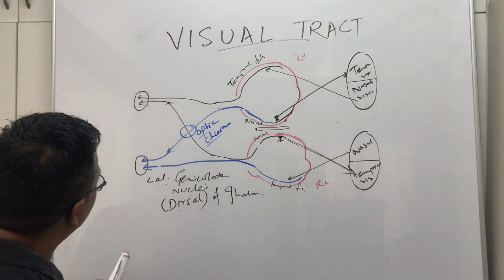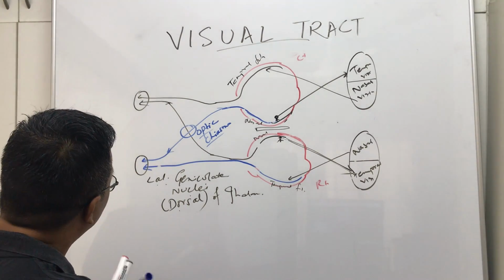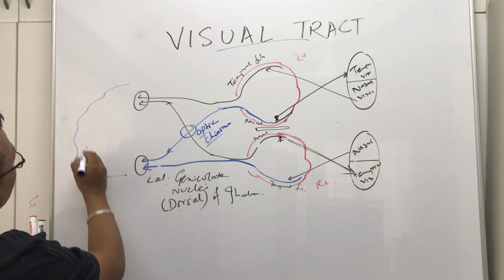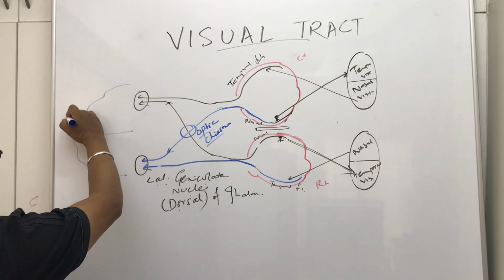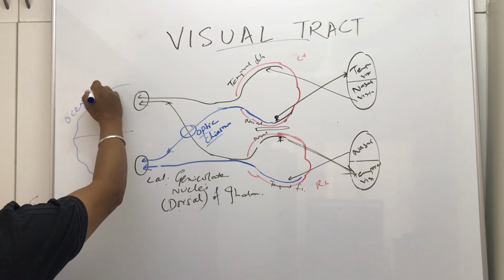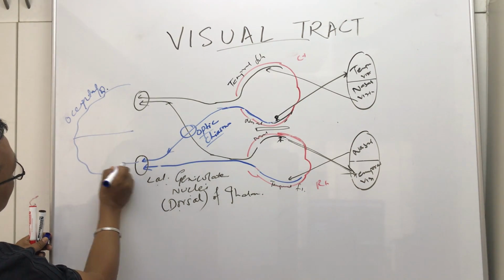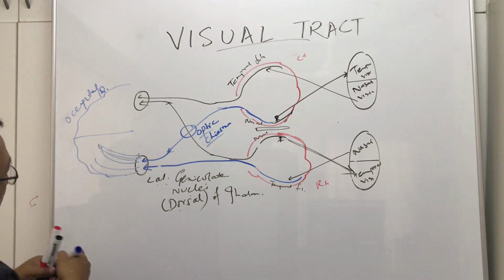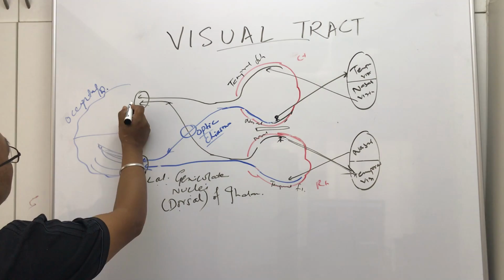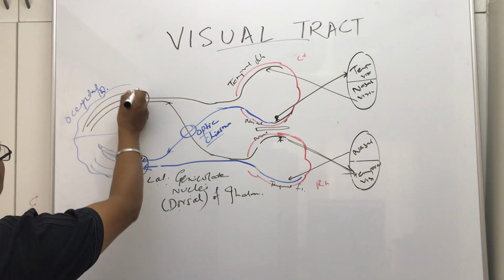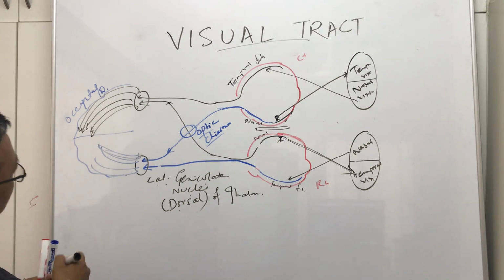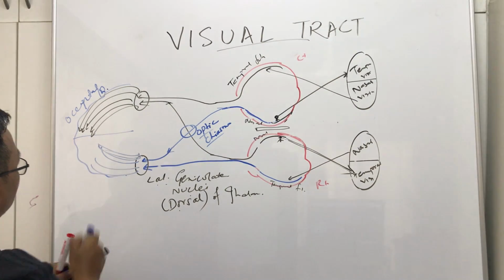From the thalamus, these fibers will go where? They will go to the occipital lobe. So this is the occipital lobe, and these fibers will be going to the occipital lobe.